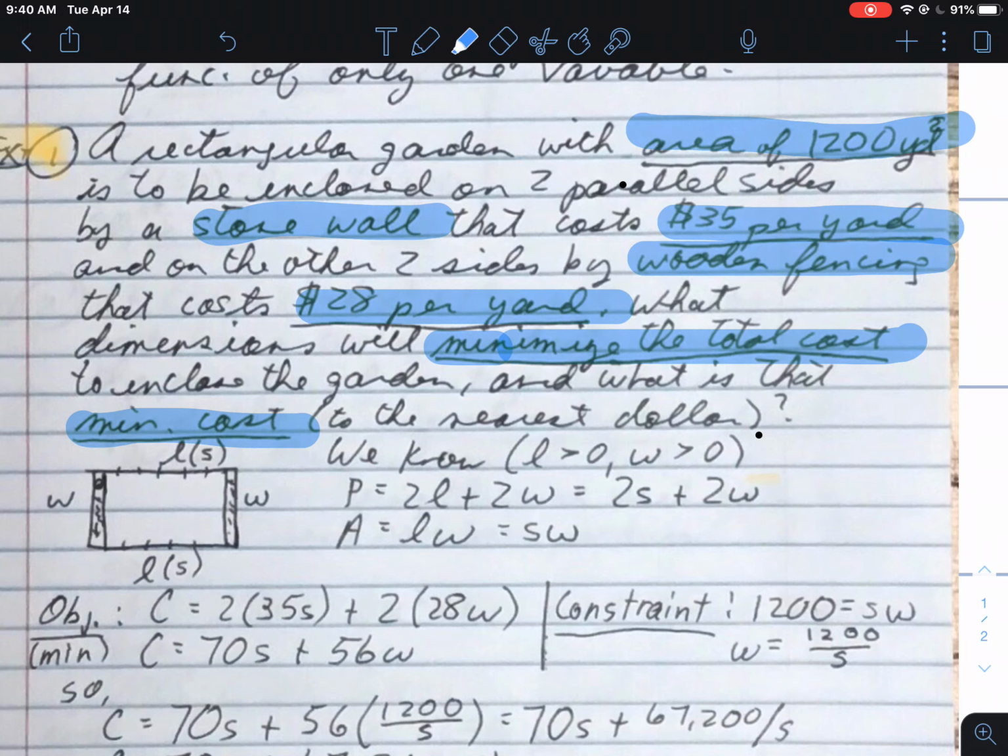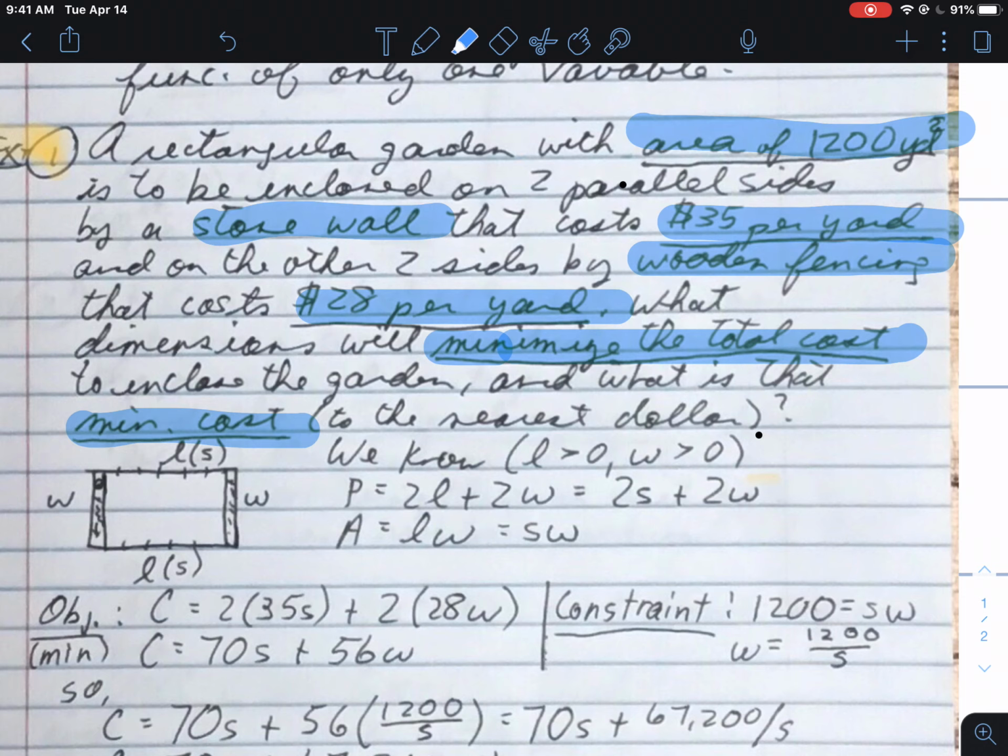I went ahead and changed L to S, and I'm letting that represent the two sides that are constructed from the stone wall. And then I'm just going to leave W to represent the sides that are constructed with the wood fence. All right, so S is for stone and W for wood. You can always use whatever variables you want to use. When you're labeling these things, you just want to be clear as far as what each variable represents, so there's no confusion when you go to answer your question as far as what quantity you're talking about.